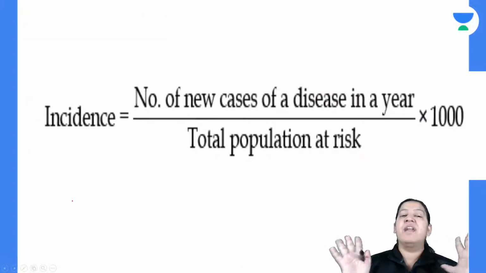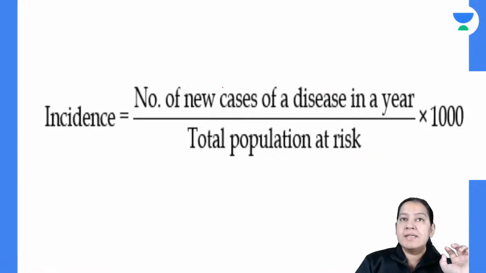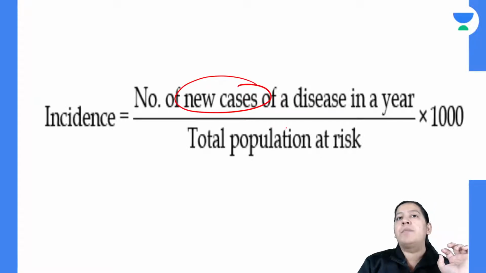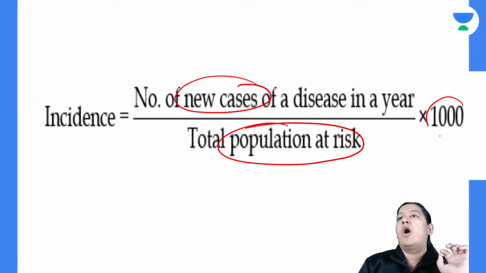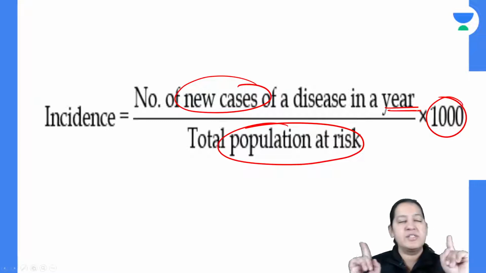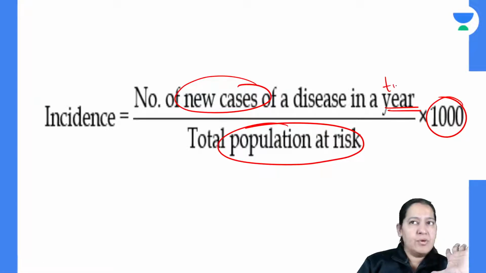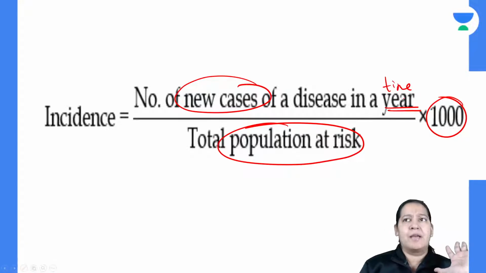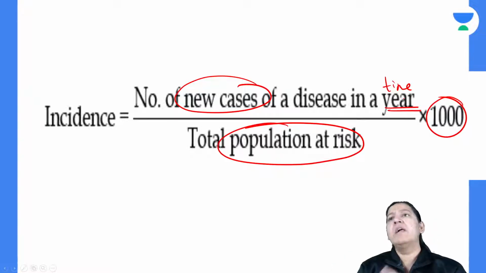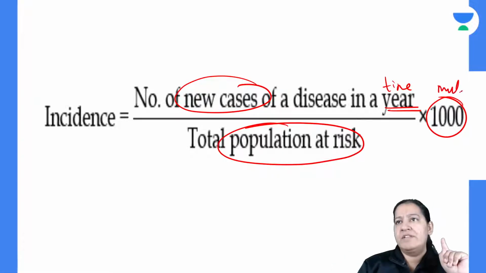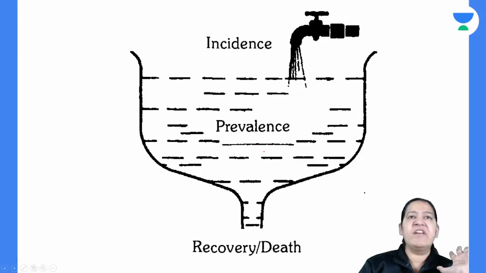So please everyone learn the formula of incidence. Incidence: numerator new cases, denominator population at risk in 1 year. So there should be a time specifier. It can be 1 month, it can be anything, but the time specifier is usually 1 year. Multiplier is always 1000, always 1000. Numerator and denominator are fixed: new cases upon population at risk. Everyone give me a thumbs up.